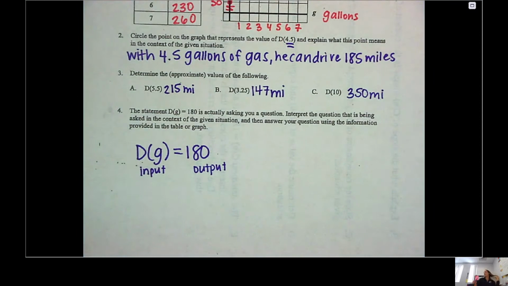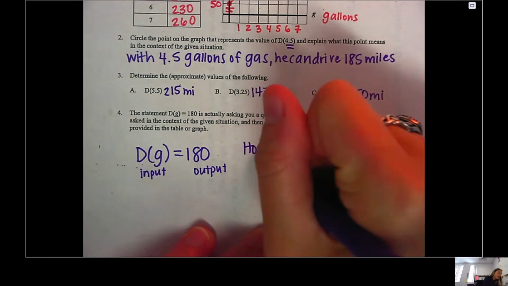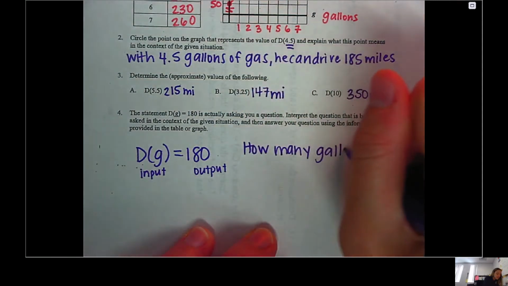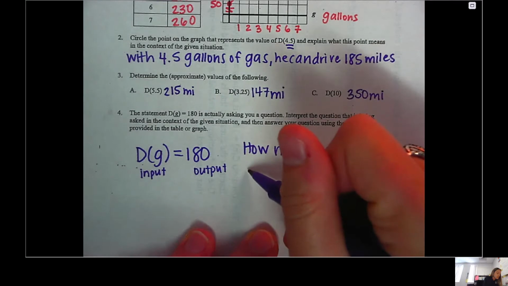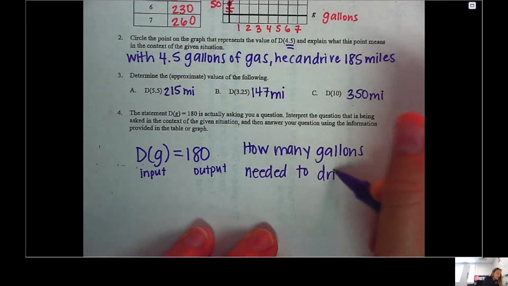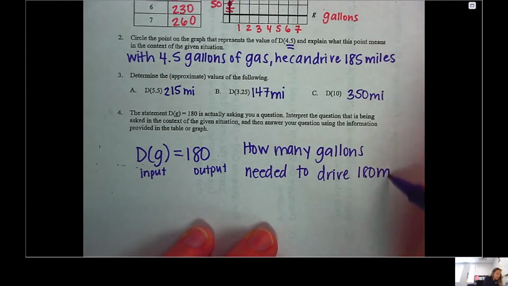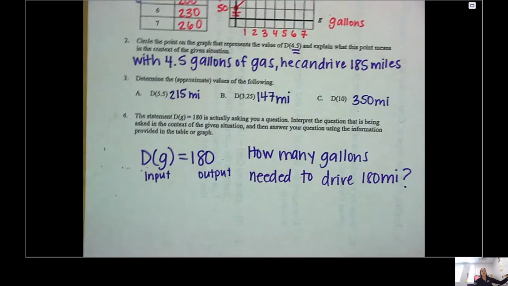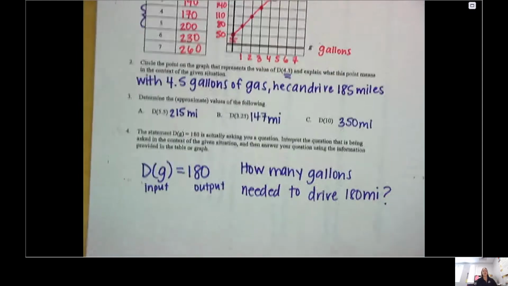So like Nico said, the question essentially is, if you can drive 180 miles, how many gallons of gas do you need? So how many gallons needed to drive 180 miles? That's what I'm trying to figure out. How many gallons so I can drive 180 miles? Now, how would you figure that out?